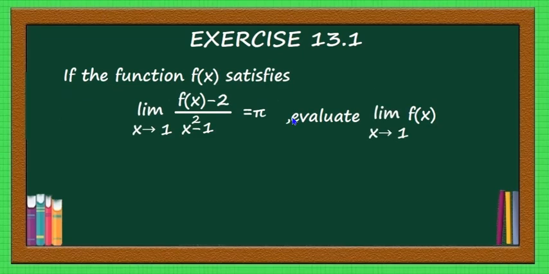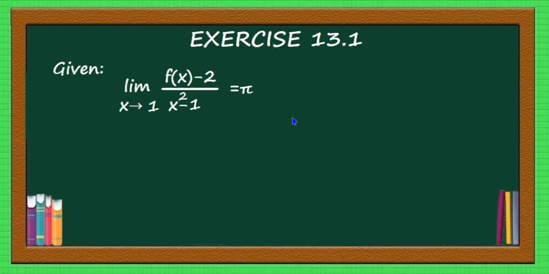And see this question. If the function f of x satisfies limit as x tends to 1 of (f of x minus 2) divided by (x square minus 1) is equal to 5, evaluate limit as x tends to 1 of f of x. It is given that limit as x tends to 1 of (f of x minus 2) divided by (x square minus 1) is equal to pi. And what is the limit of the quotient of the function?